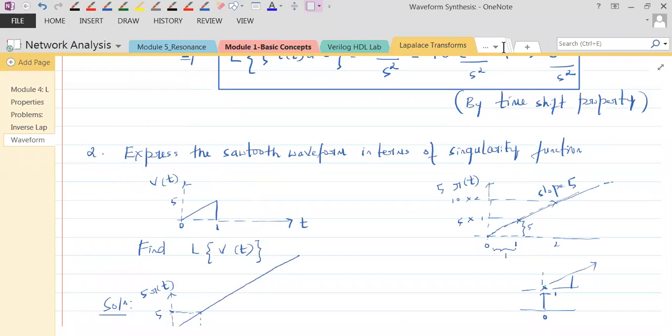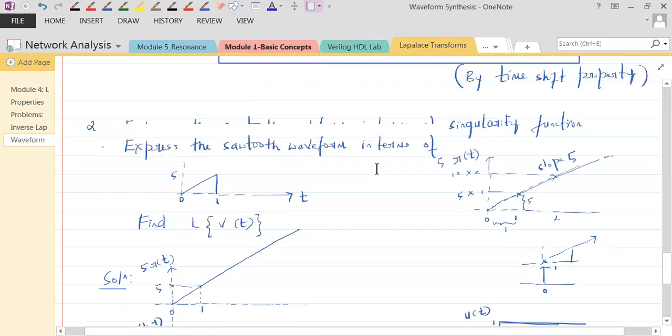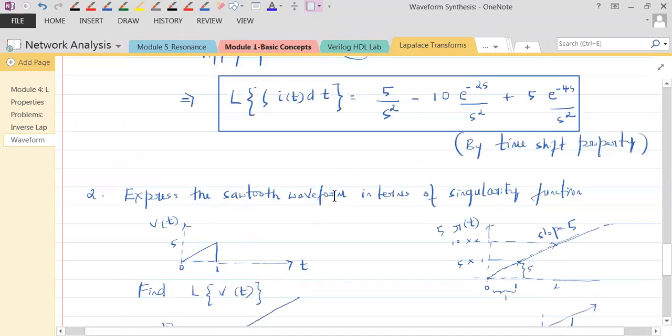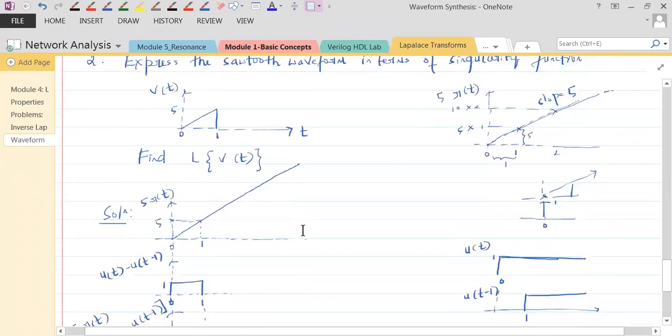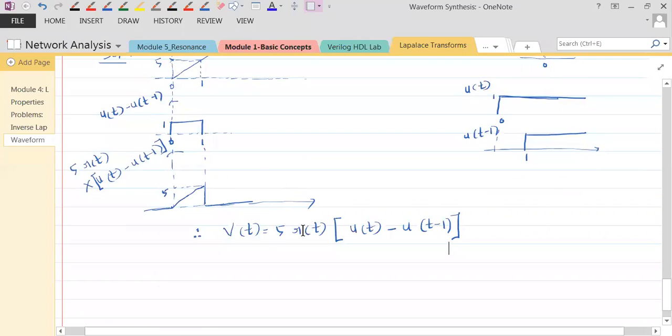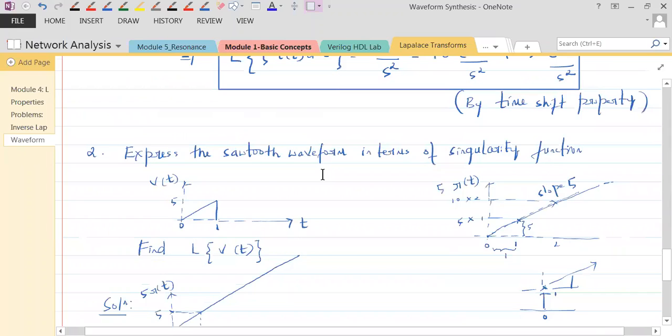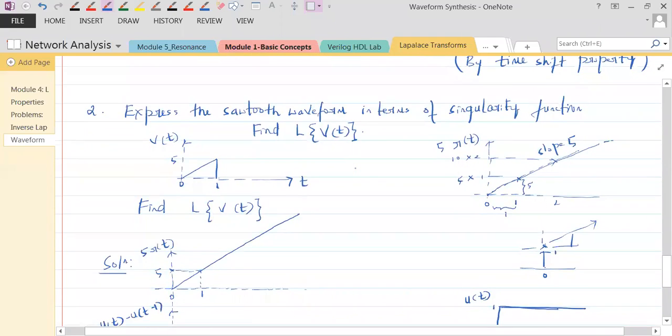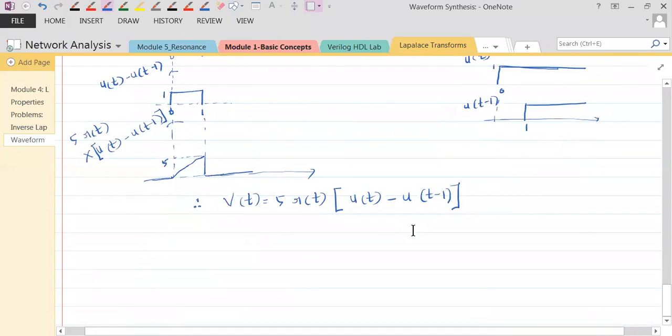Now let's see what is asked: express the sawtooth waveform in terms of the singularity function. We have expressed that in singularity function. After that, in the question, everybody just take down, find Laplace transform of v of t. So let's find the Laplace transform of this singularity function.